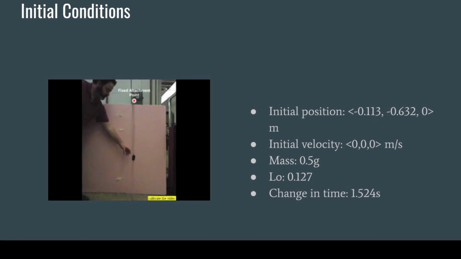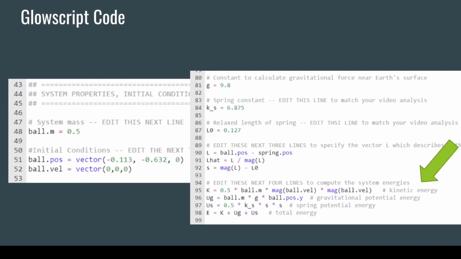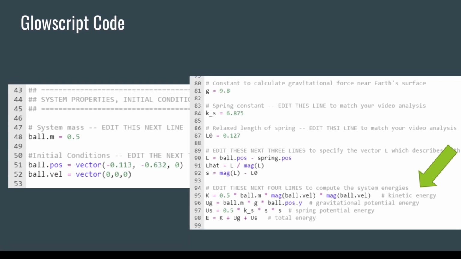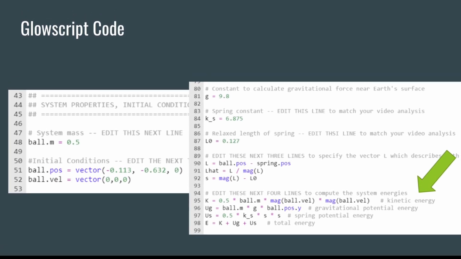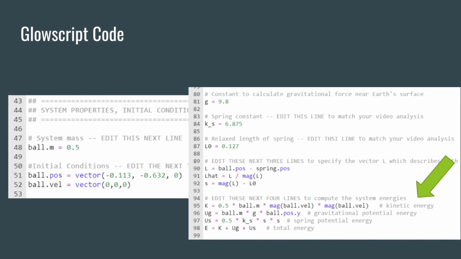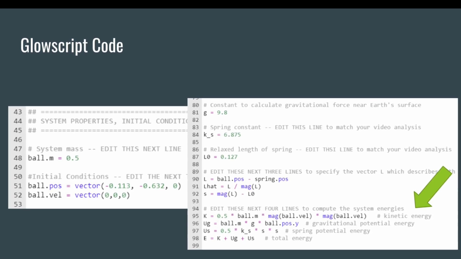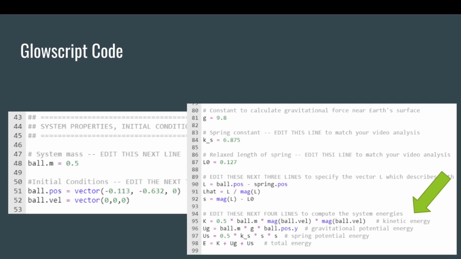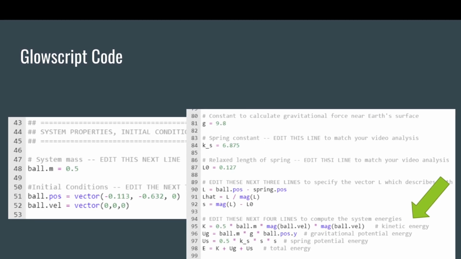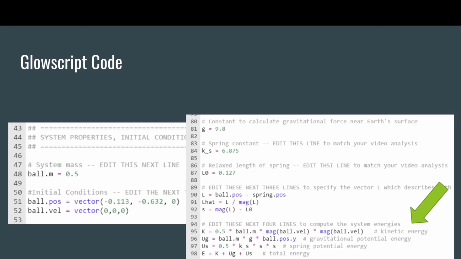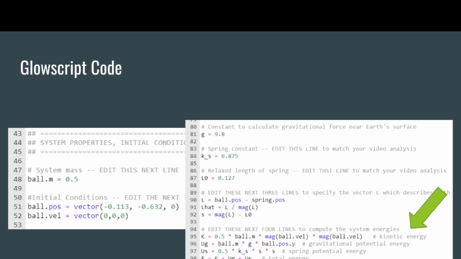For my GlowScript code, I put the initial conditions at the top. So we have the ball mass, and then the initial position and initial velocity, and then down near the arrow, I use the equations for kinetic energy, the gravitational potential energy, and the spring potential energy, as well as the total energy.